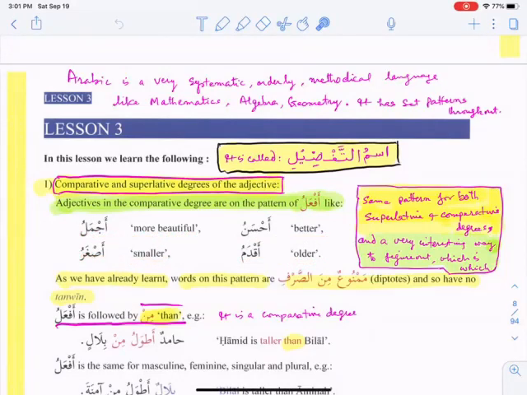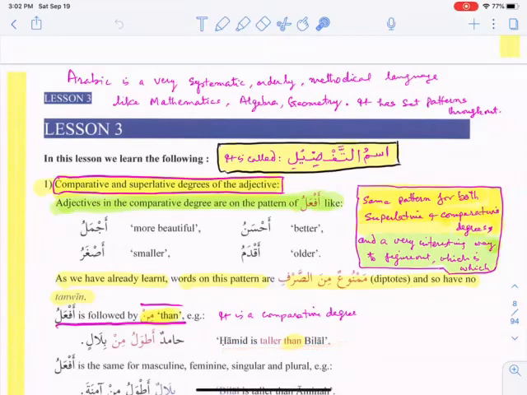As we have already learned, words on this pattern are mamnu min as-sarf, diptote, so they have no tanween. Af'alu is followed by min, which means than, not from. It is a comparative degree. Hamidun atwalu min bilalin. Do you see min bilalin? Hamidun atwalu min bilalin. So Hamid is taller than Bilal.